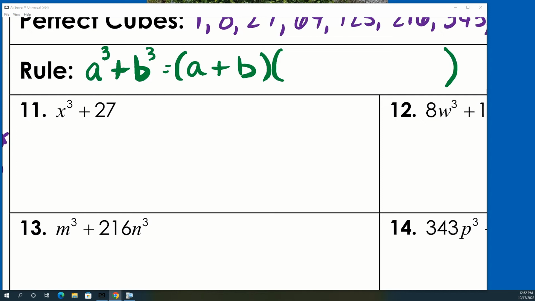All right. And then for the second set, you're going to square a, and then you're going to change the sign. So if it's a plus, we're going to change it to a minus, and then multiply a and b together. And then the last sign is always a plus sign, and then you're going to square b.